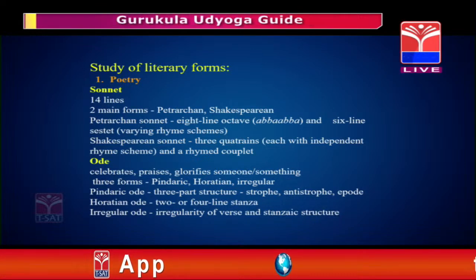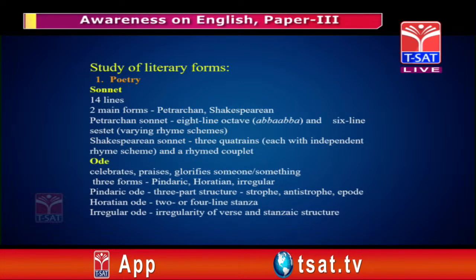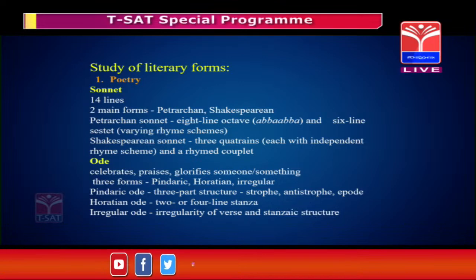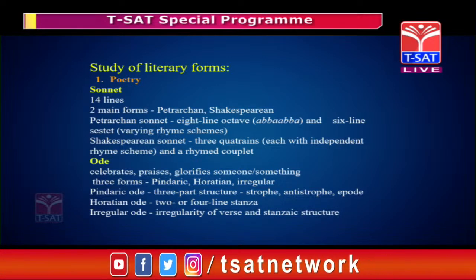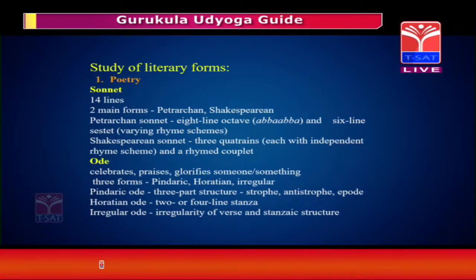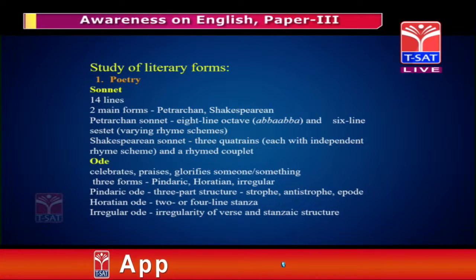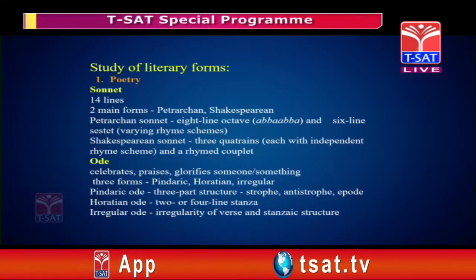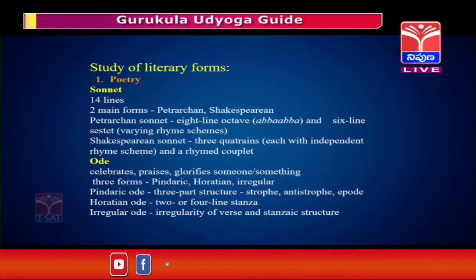A sonnet is a form of fixed verse. So it has 14 lines, the number of lines is fixed, the rhyme scheme is also fixed, and it also follows a certain meter. Now, there are 2 main types of sonnets that we come across. One is the Petrarchan sonnet and the other is the Shakespearean sonnet. Both of them have 14 lines, but the difference is in the way those lines are organized.